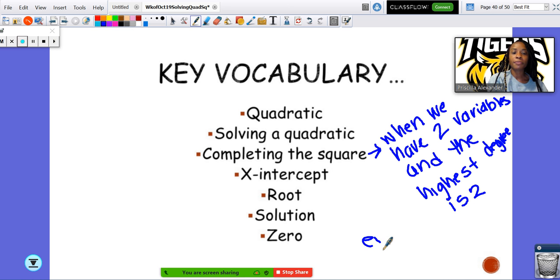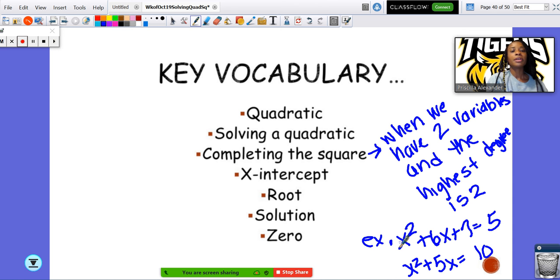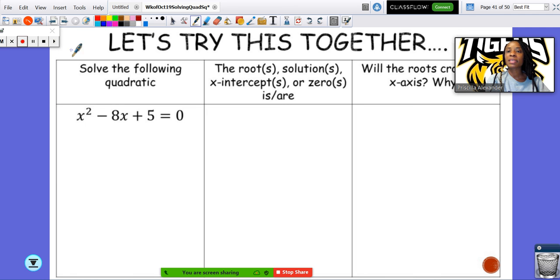So let me give you an example. So we can complete the square in a situation like this. Well, let me break that down. We're only going to deal with these types of situations. And maybe if we get in a situation like this. Something like that. Okay? So you see you have two variables and the highest degree here is 2. So I know I can go to completing the square. Alright. So let's try this one out together.